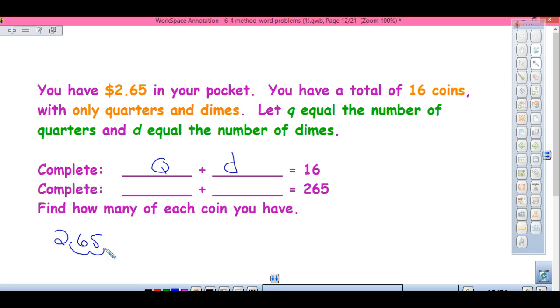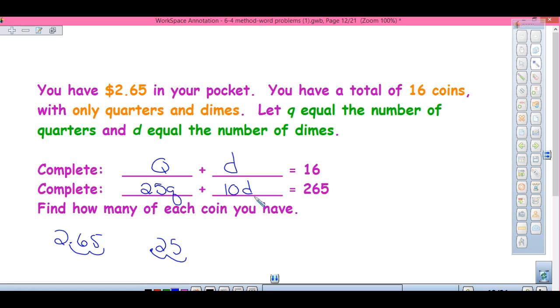How much is a quarter worth? 25 cents, right? So that's 0.25. So since they moved this 2 places, what do I have to move this? 2 places, so that's 25Q plus 10D. Where did I get 25 and 10 from? Because quarters are worth 25 cents, dimes are worth 10 cents.